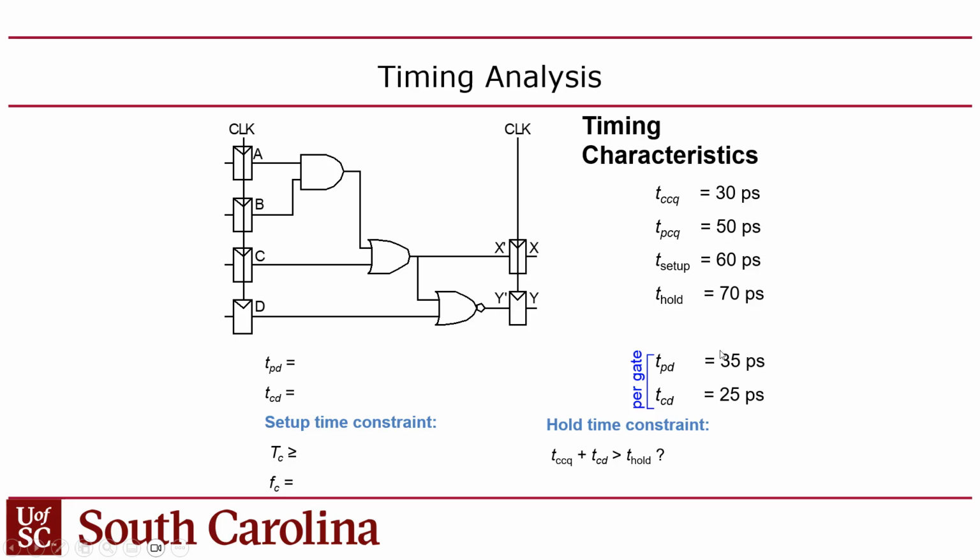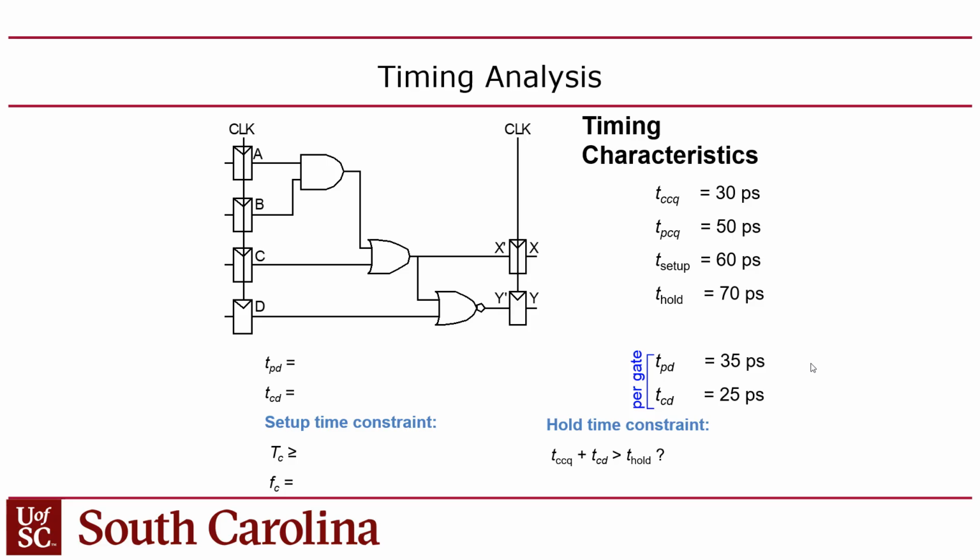Okay? And then each gate, now again, on an FPGA, these wouldn't be gates, these would be LUTs because you implement logic gates on LUTs. But on an ASIC, these would be gates, right? On a standard cell library, every gate would have its own contamination and propagation delay. Each gate has a TCD and TPD of 25 picoseconds and 35 picoseconds. That's the range of delays for gates.